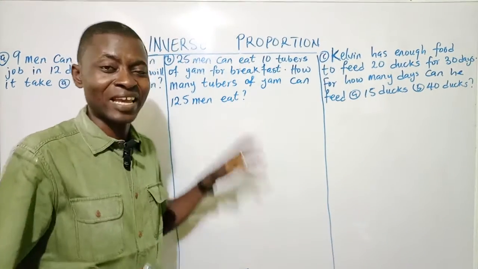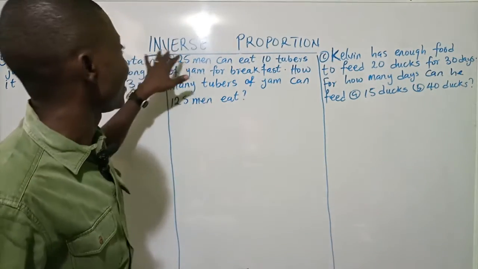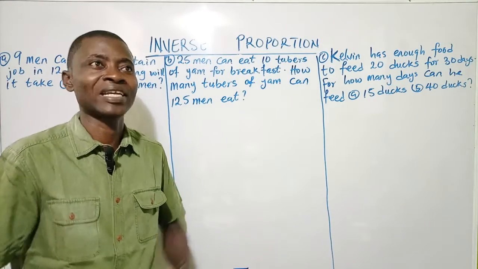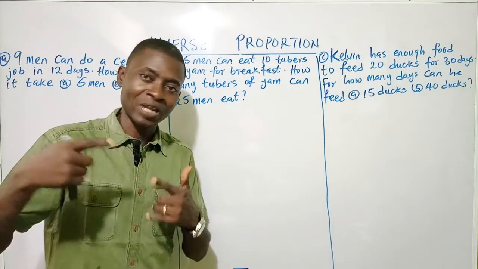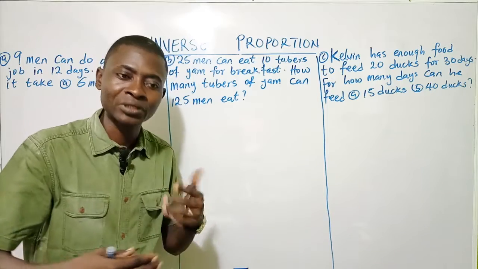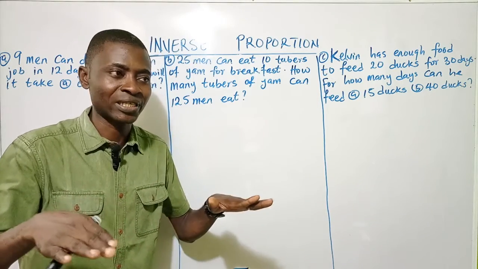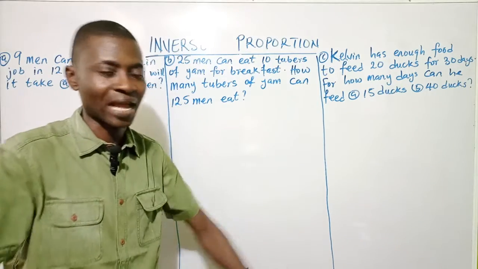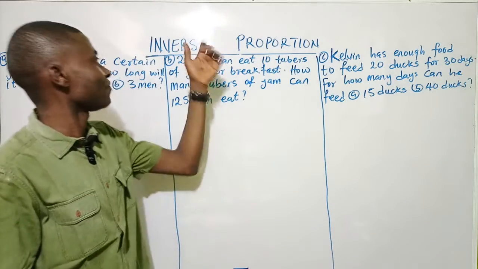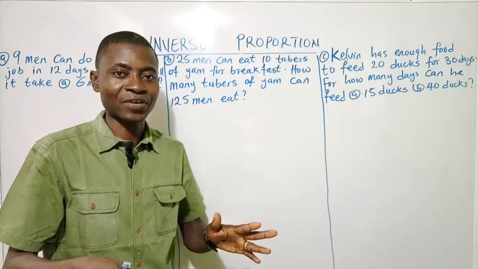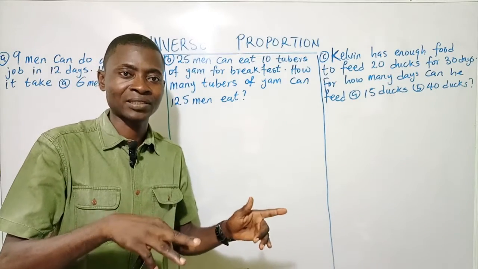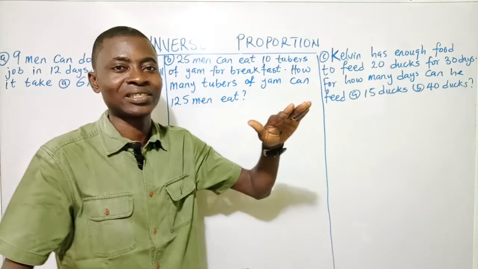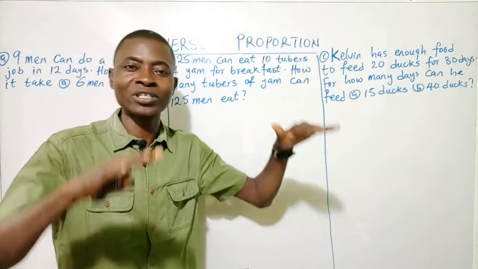Today we'll be talking about inverse proportion. In our previous video, we talked about direct proportion, where the two quantities increase at the same rate or decrease at the same rate. But under inverse proportion, the case is different. Just from the word inverse, as one quantity is increasing, the other one is decreasing.